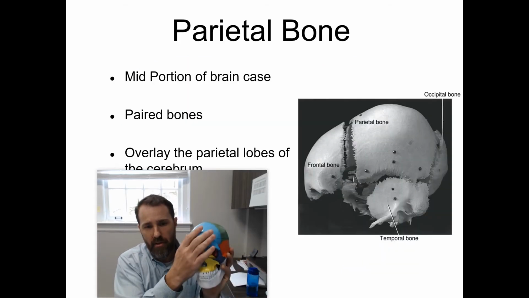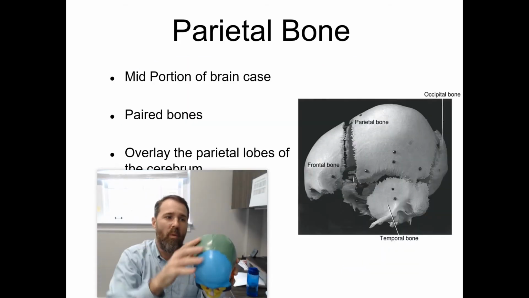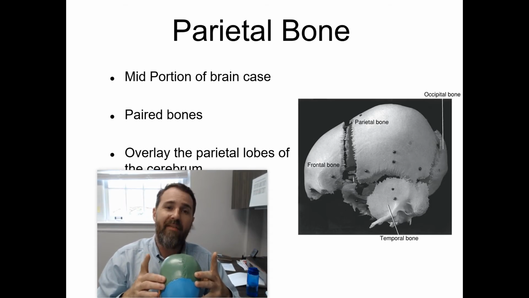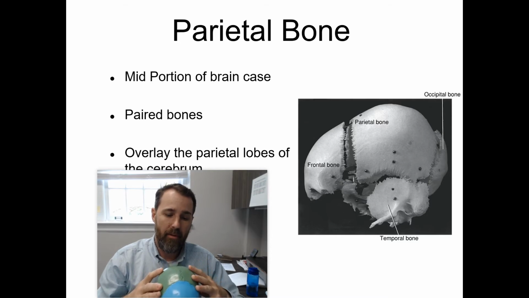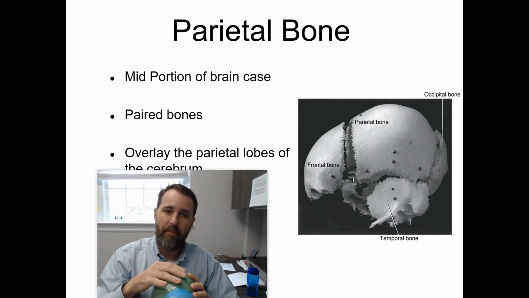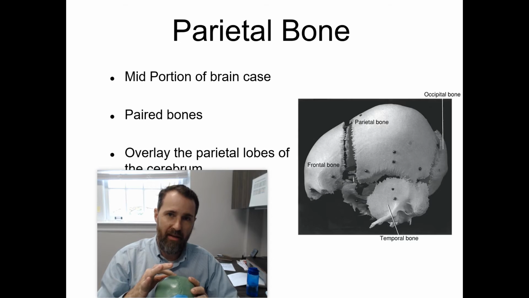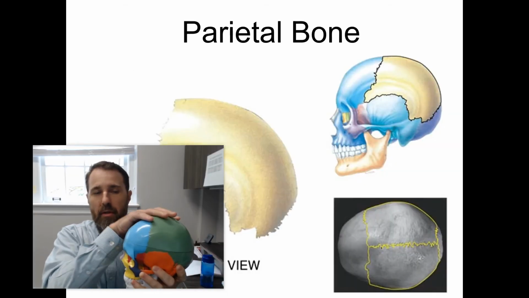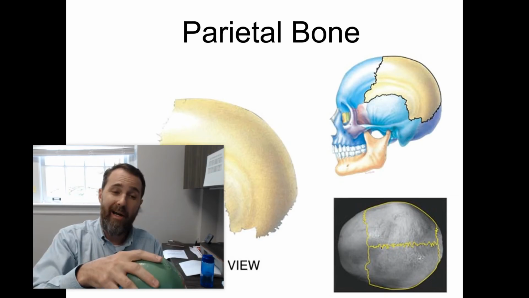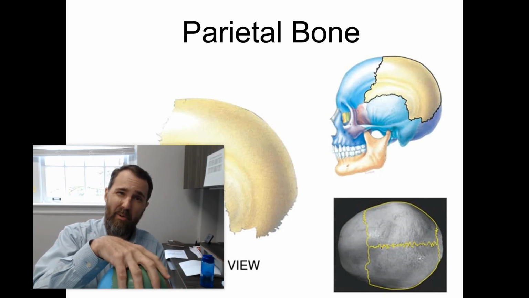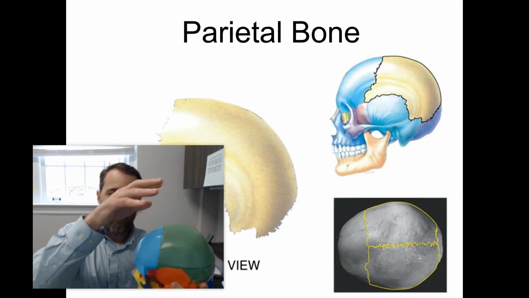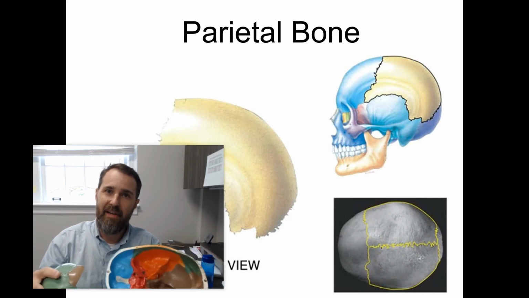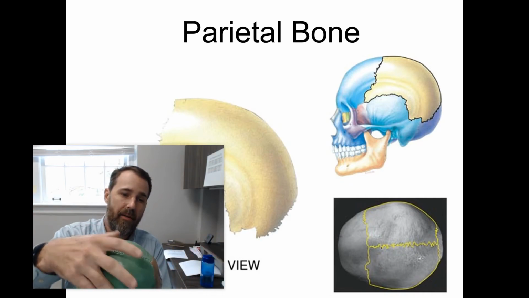And the frontal bone articulates posteriorly with what are known as the parietal bones. And you have a right and a left parietal bone. So this is a paired bone that forms the middle portion of the cranium. So the parietal bone forms the middle portion of the cranium, which is the middle portion of the cavity where your brain is located.